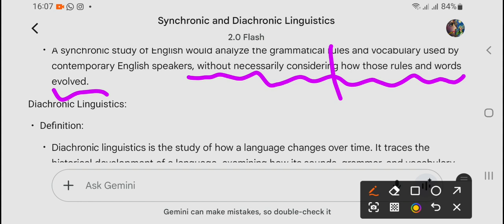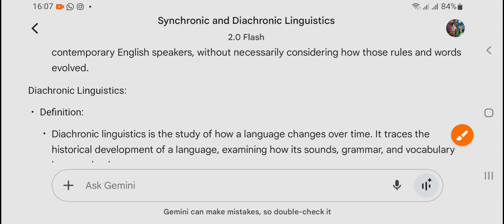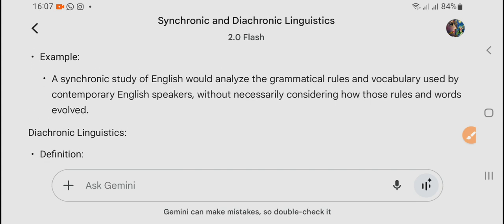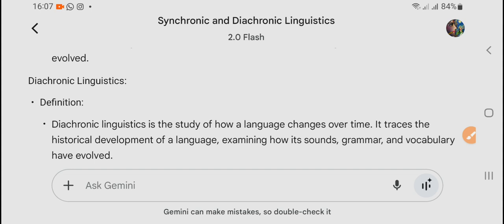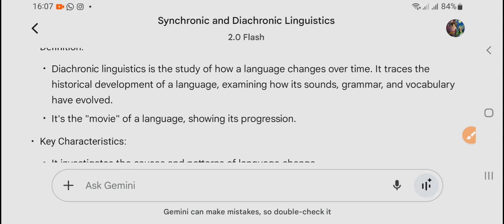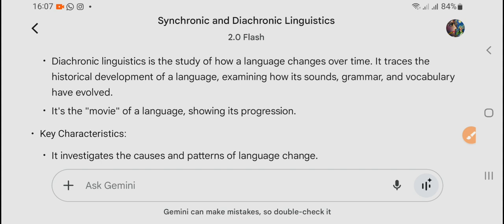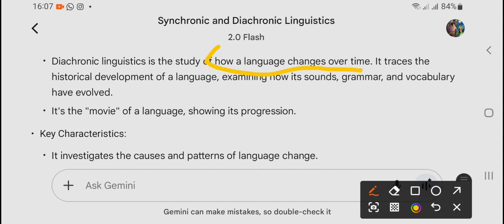That is your major concern in synchronic study of English. Similarly, now moving to diachronic linguistics. Diachronic linguistics is the study of how a language changes over time. Very important: how a language changes over time. It traces the historical development of language, which we studied in the class, examining how its sound, grammar, and vocabulary have evolved.